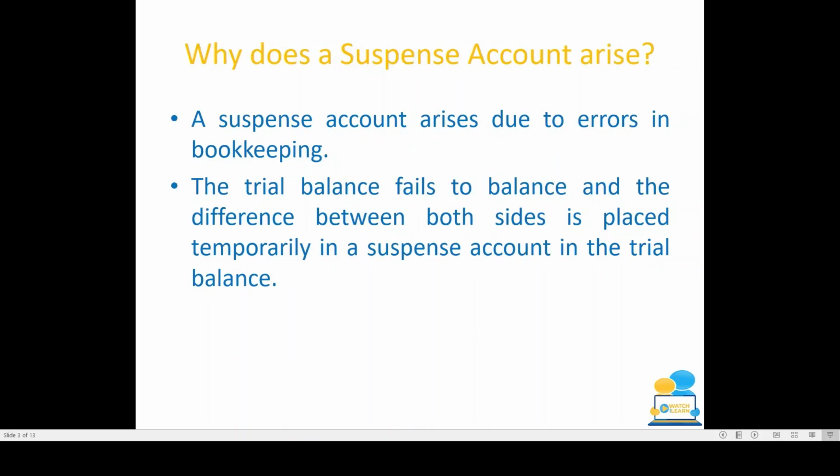Why does a suspense account arise? A suspense account arises due to errors in bookkeeping. The trial balance fails to balance and the difference between both sides is placed temporarily in a suspense account in the trial balance. So if debits and credits don't add up, the balancing figure is put into suspense, and then at a later date, the accountants would usually clear out the suspense account and put the figures into whatever accounts they should be in. So it's a temporary place where any balance goes just to balance up your trial balance.